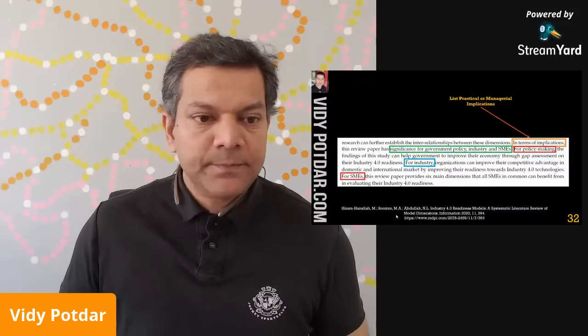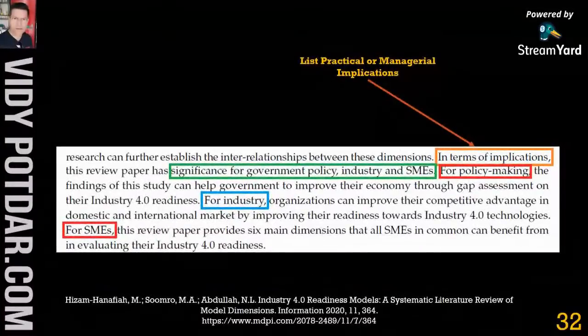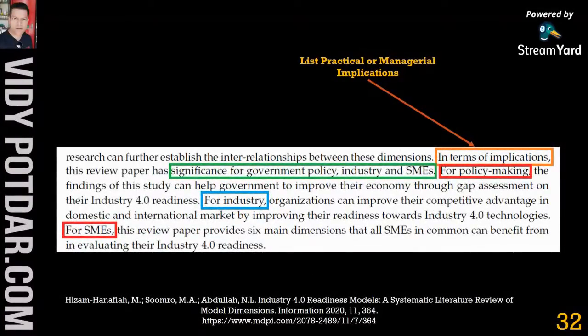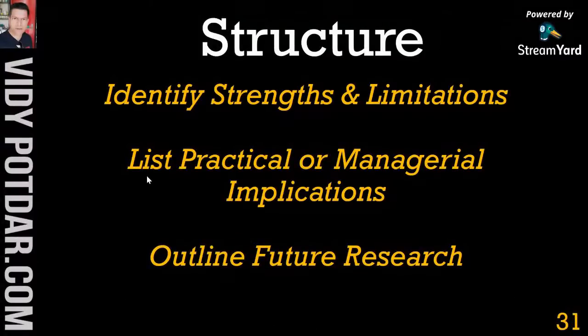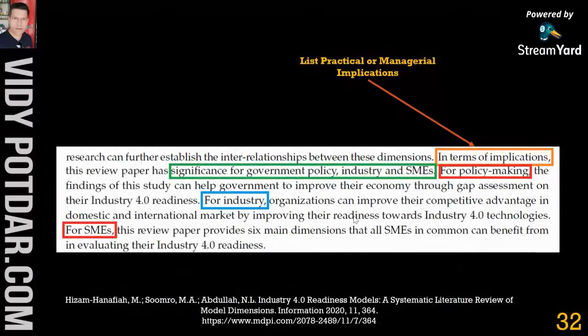Okay, so this example gives how you can write about the practical or managerial implications. So in the previous slide, sorry, one thing that I also mentioned was to list practical or managerial implications. So an example for this is here. In terms of implications, this review paper has significance for government policy, industry, and SMEs.